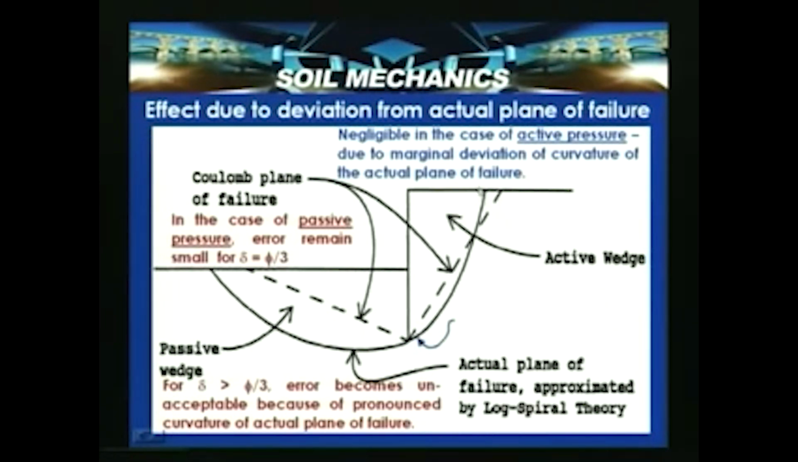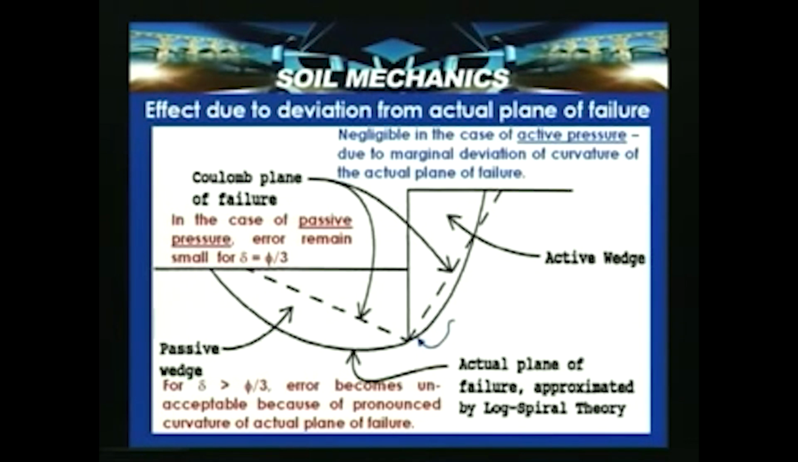But if you look at this figure, the actual failure plane for the active case is this one, which is approximated by the log spiral theory. In case of the passive case, there is much more deviation, and this passive wedge, based on the log spiral theory, is the actual plane of failure. The deviation is very clear from this figure. It is minimal in the active case, but it is maximum in the passive case. The difference cannot be ignored and may not be acceptable in the passive case.